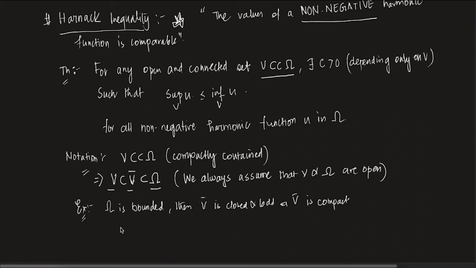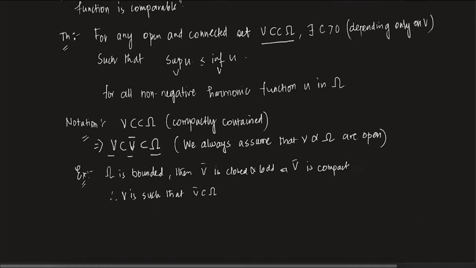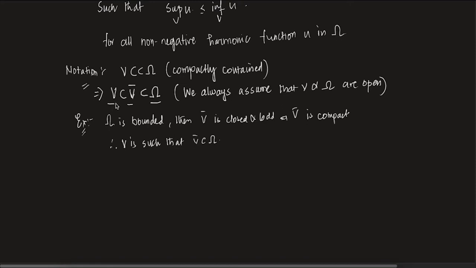So there is some distance between them. V is an open set such that V bar is contained in omega. Omega is an open set, V bar is a compact set, so you do realize that there is a distance between those two. Essentially it is quite comfortably inside omega. Vaguely, this is what it says.